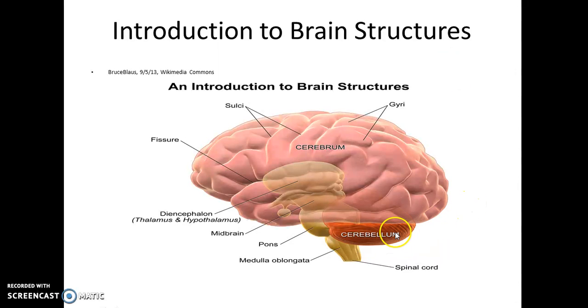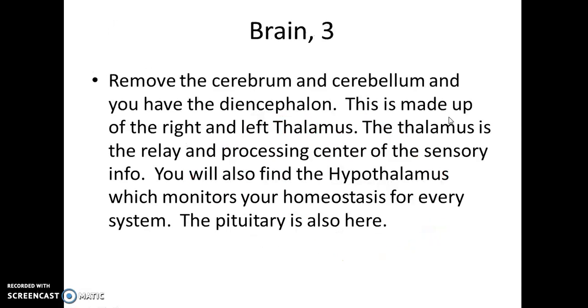And we have the cerebellum down here. The cerebrum's here. We have all the sulci, fissures, and gyri right there. And this right here is the spinal cord down there. The medulla oblongata is part of the brainstem. The pons holds everything together, like the structure that holds it all together.